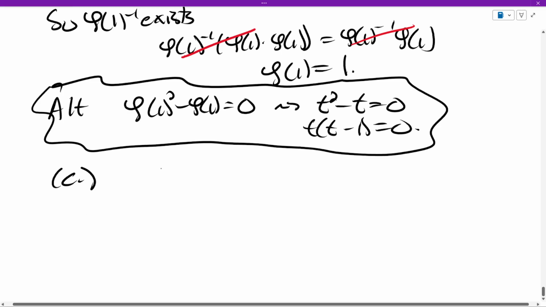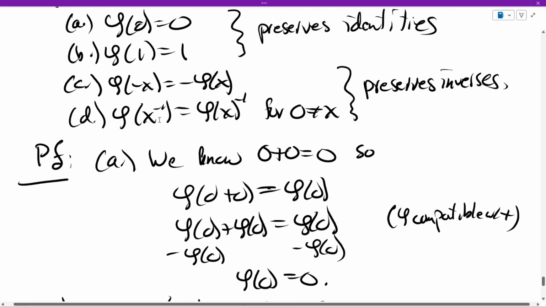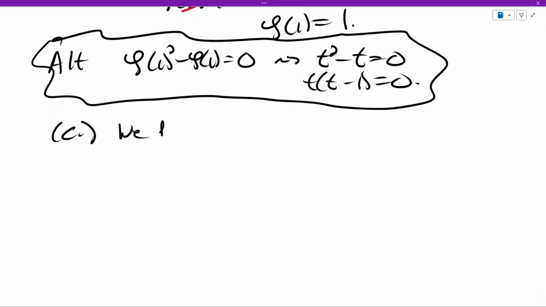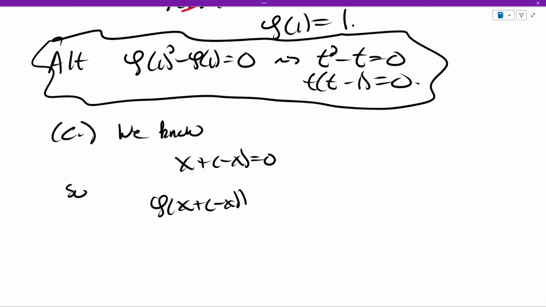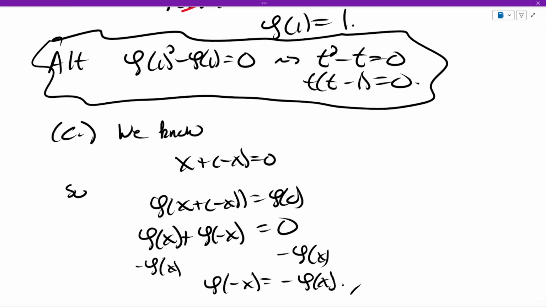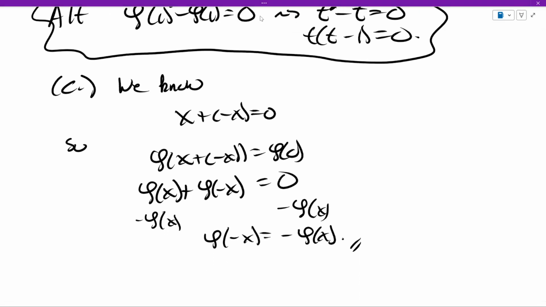C, all right, I forgot what C was. Let's look at it real quick. It preserves additive inverses. Well, we know that x plus negative x is 0. So phi of x plus negative x is phi of 0. But we computed phi of 0 is 0. And the left-hand side breaks up under addition. So we can write it like that. And then we could subtract phi of x from both sides. I guess we're not done yet.